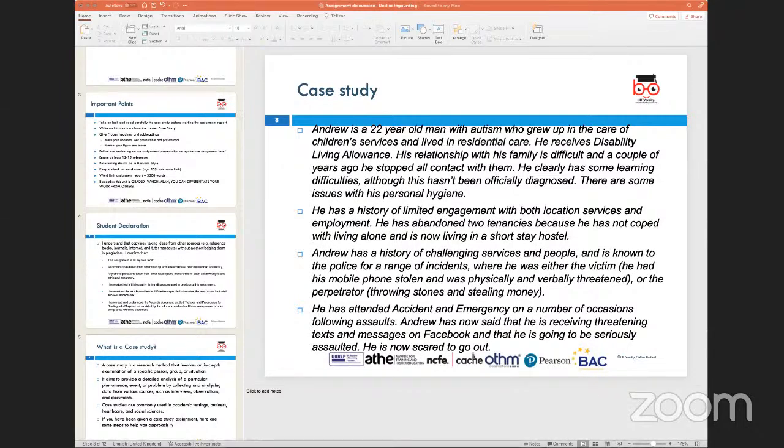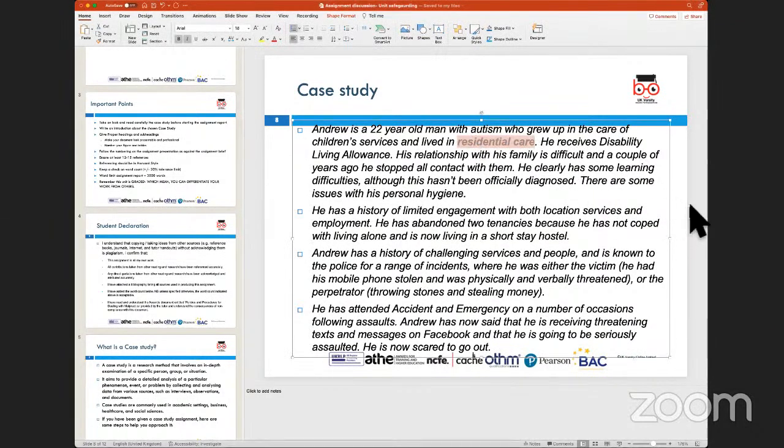So Andrew is diagnosed with autism. He's a 22-year-old man. So what are the key things coming out of this case study? We are talking about a 22-year-old man. He's male. He has a condition or a disability, which is autism, and he is growing up in the care of children's services. So the person is already being looked after and provided support in terms of day-to-day functions by children's services. And he is living in residential care. This is a key point. What is it? He is living in residential care. That means the person is not living alone, and is essentially in residential care.